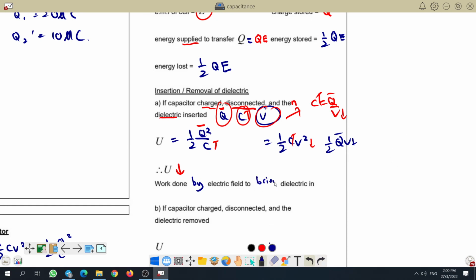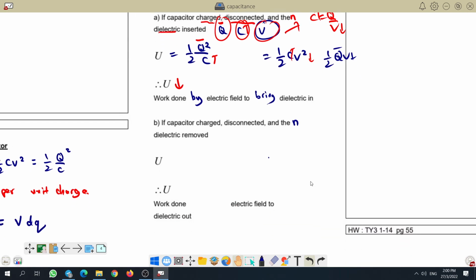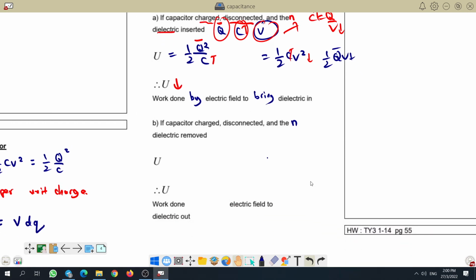Okay, on the other hand, if we have charged, disconnected, and then pull it out. So we charge with an insulator, then pull it out. What will happen to the U? And then try to justify it, why U can increase. Okay, don't guess. Is there a reason for it to be constant? There is a reason for Q to be constant because it is disconnected.